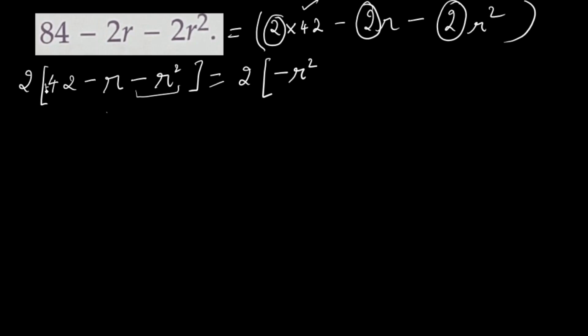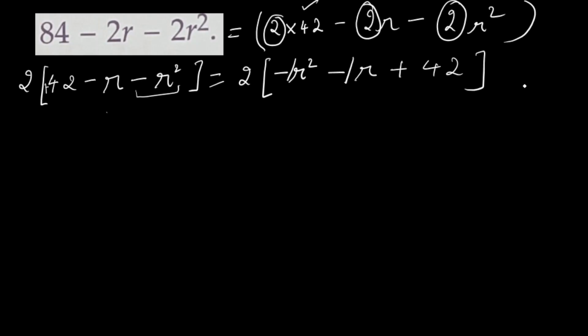Whatever signs are there, first place positive, second place negative, third place, they'll keep the signs as they are. So you have to be very careful. R square is negative, so minus r square you have to write, then minus r, then plus 42. I have done the rearrangement of the terms as well. Now if only r is there, that means you can write 1 here, and here also you can write 1.